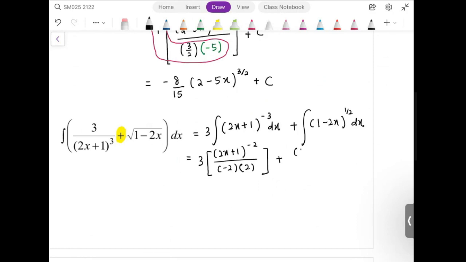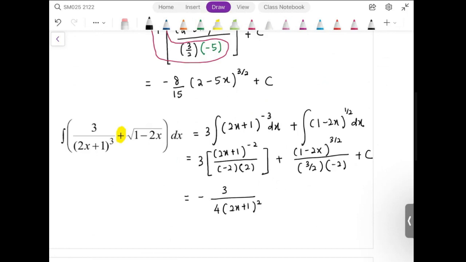Okay, how about the second function? We have 1 minus 2x to the power of half plus 1. We get 3 over 2. And then divided by the same constant. Last step, don't forget you have to differentiate what inside the bracket. So negative 2 plus c. For final part, you have to simplify your answer. So we will get negative 3 over 4 times with 2x plus 1 squared.